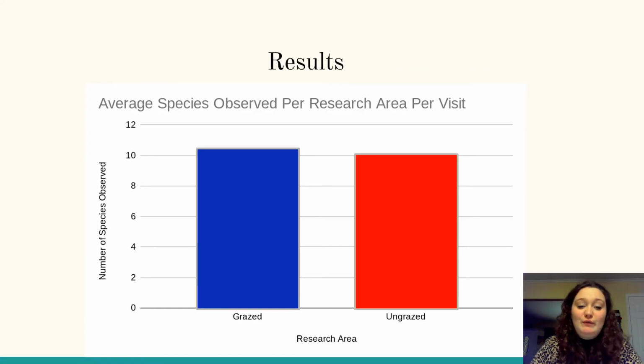For our results, if you look along the x-axis, you will find the grazed being blue and the ungrazed being red for our research areas. And for the y-axis, you will find the numbers of species observed, which is the average by research area. Grazed would be 11.75 and the ungrazed would be 10.5. And that would be because of the vegetation difference in both, which is surprising because grazed won over ungrazed.